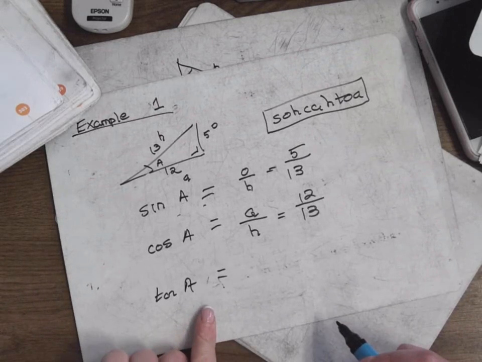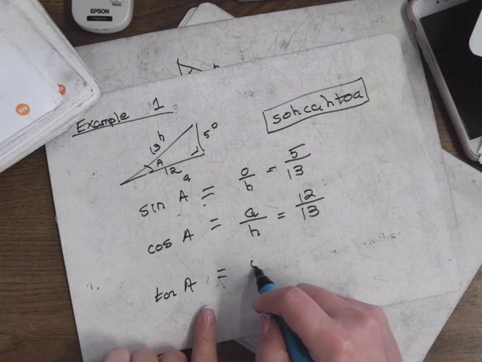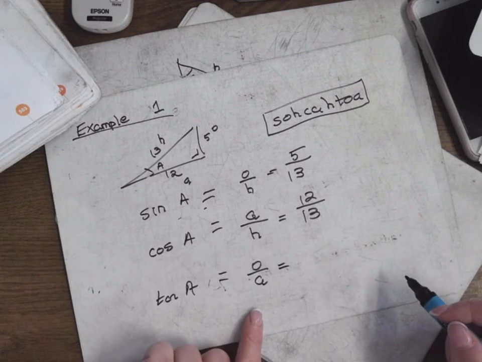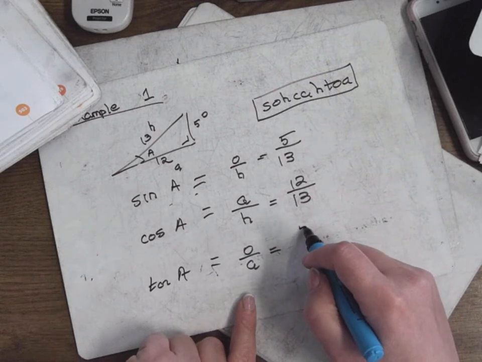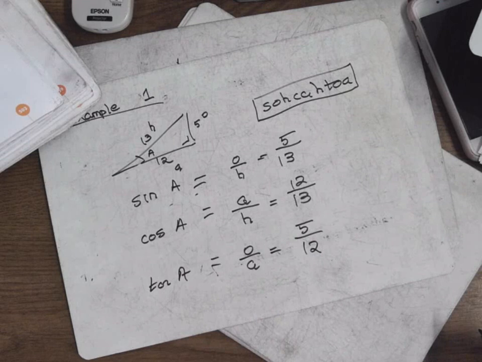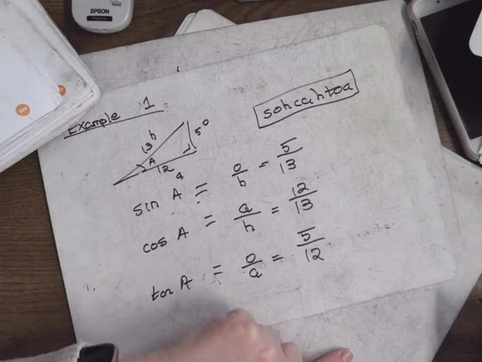What's the formula for tan? O over A. So what does O measure? 5. What does A measure? 12. That's my answer. Is that okay? It's not too bad. Sure it's not. It sounds like it's a foreign language, but the questions are okay, aren't they so far? Do you agree? Right, okay.